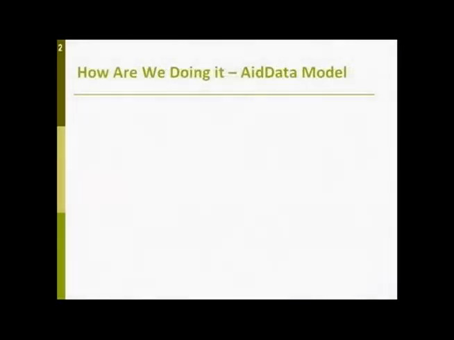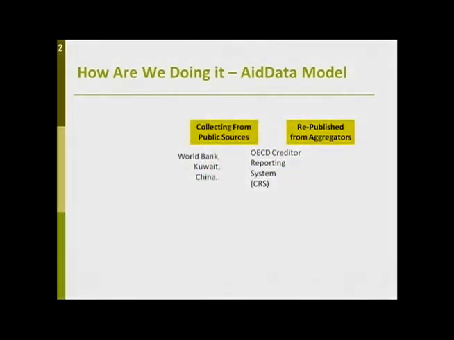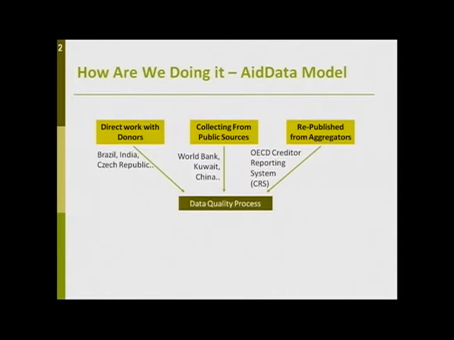So this is what we have set out to do, and I don't need to explain in much detail how the AidData model has been working. Steve's presentation was also along the same line, that the largest source is still CRS, the creditor reporting system, but at the same time, there are so many other data sources, including public sources like World Bank, Kuwait, China. No doubt CRS would have World Bank data, but it will be, I think, 1 year old.